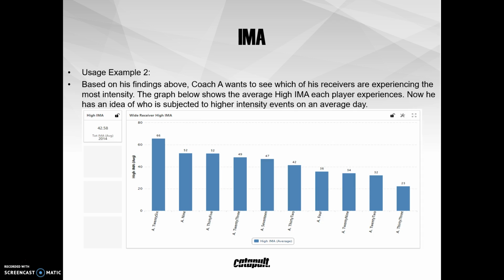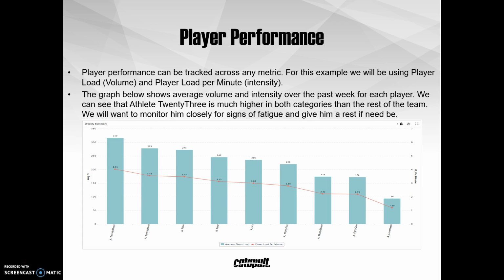Now that we have a solid understanding of what each metric can tell us, we can use them to start answering specific questions. For example, on the graph below, we have the average player load and player load per minute for each of our athletes over the past week. We can use this to see if anyone is standing out or falling behind compared to the rest of the team. And really quickly glancing at this graph, we can see that athlete 23 has significantly higher average player load and player load per minute values.